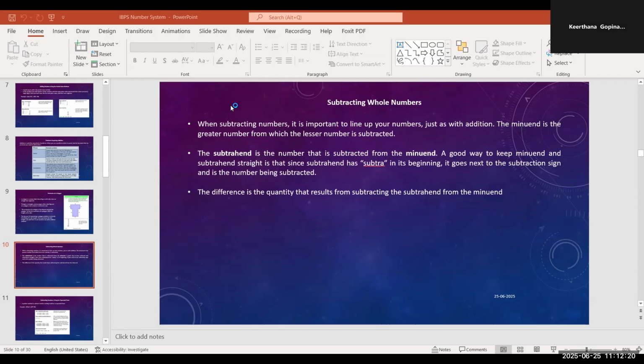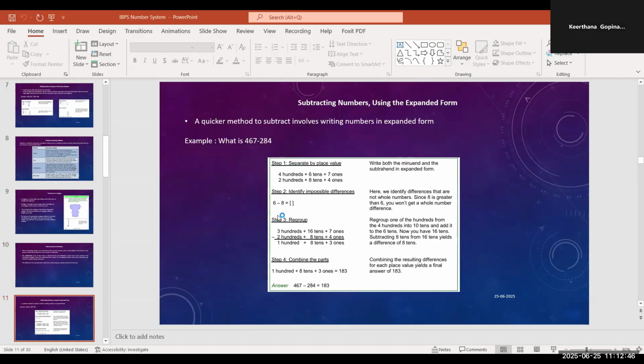The minuend is the greater number. Subtrahend is the lesser number. Please remember this. Subtrahend will be deducted from the minuend. So minuend is always the greater number. Subtrahend is the smaller number.